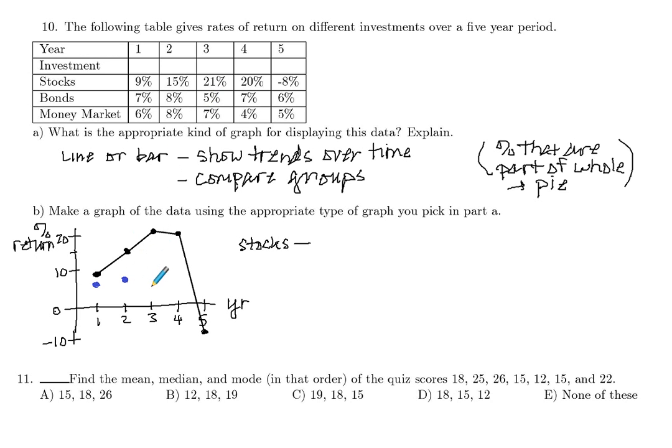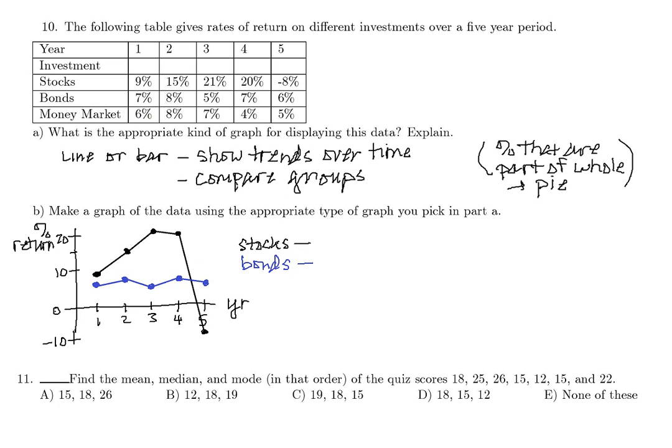5% in year 3, halfway between 0 and 10, about right there. 7% in year 4, so now they went back up a little bit. And then 6% in year 5, went back down slightly. And then we'll connect those up. And then over here are keys, so bonds were in blue.